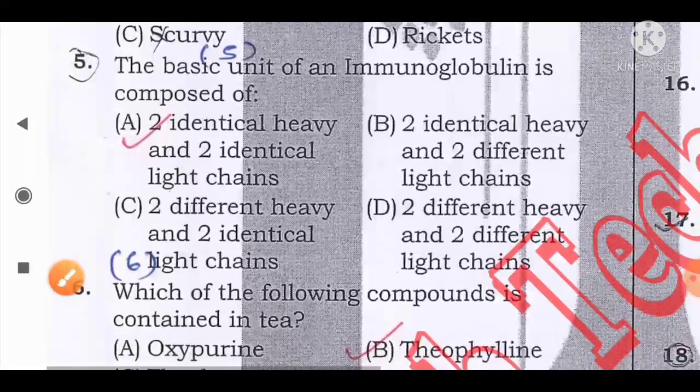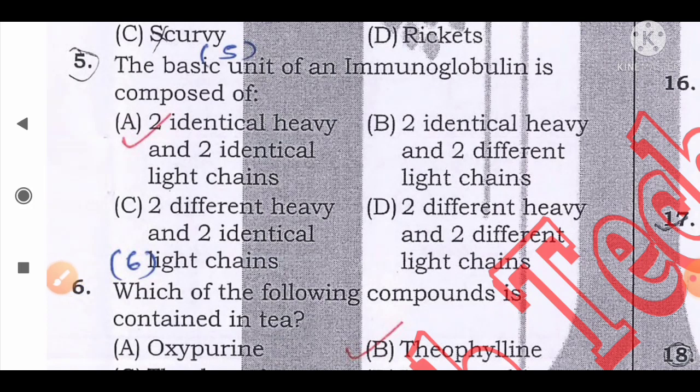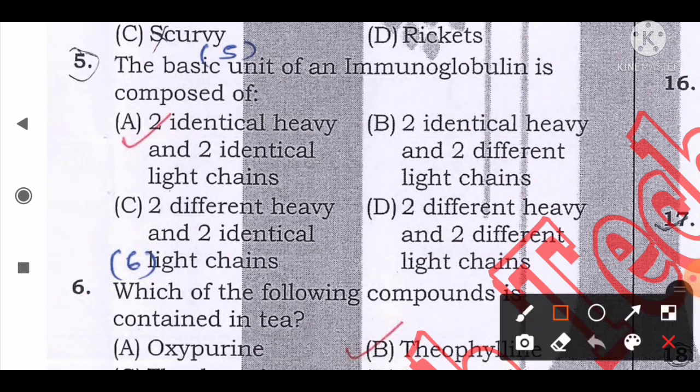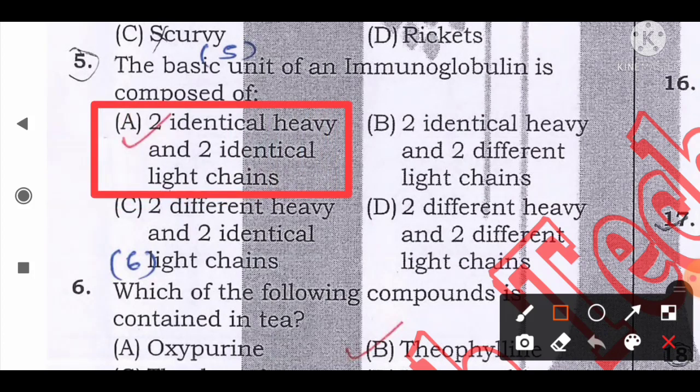Move to the next question, number 5. The basic unit of an immunoglobulin is composed of dash. Option A, two identical heavy chains and two identical light chains. B, two identical heavy chains, two different light chains. C, two different heavy chains and two identical light chains. D, two different heavy chains and two different light chains. And the correct answer for this question is immunoglobulin is composed of two identical heavy chains and two identical light chains. So option A is the correct answer for this question.